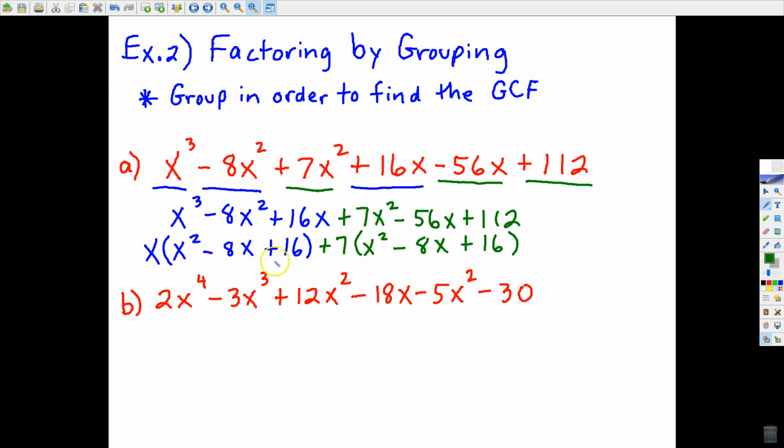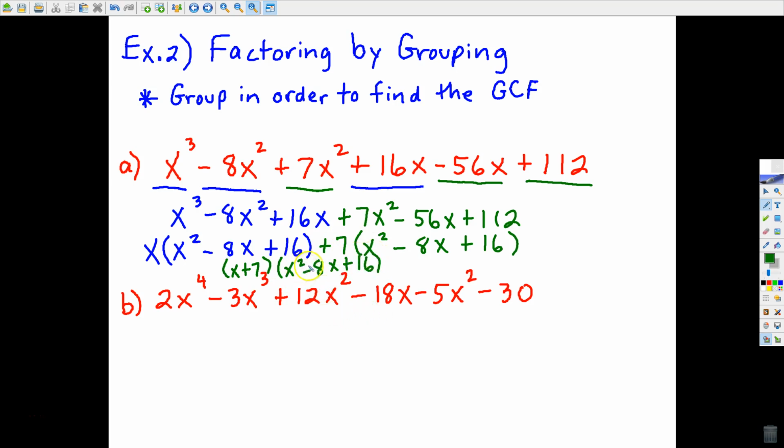Well, do you notice that our parentheses match? And that is your signal. If you get the same terms, in this case the 2 sets of parentheses, you know you've done the correct factoring. And the answer will be, one of the factors will be the terms that are not in parentheses, x plus 7, times the matching or the common parentheses among both of these. So x squared minus 8x plus 16.